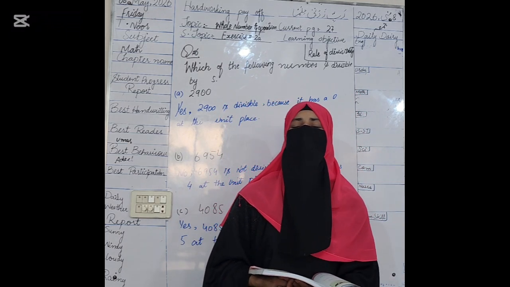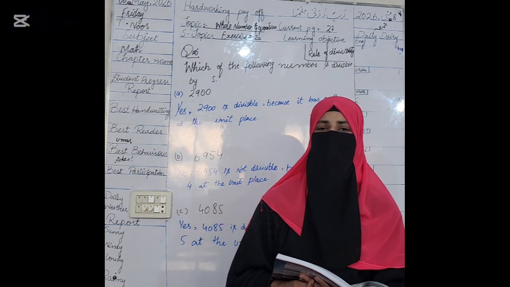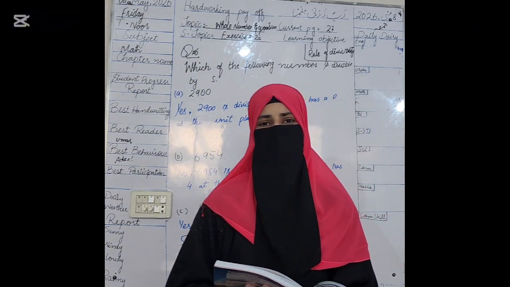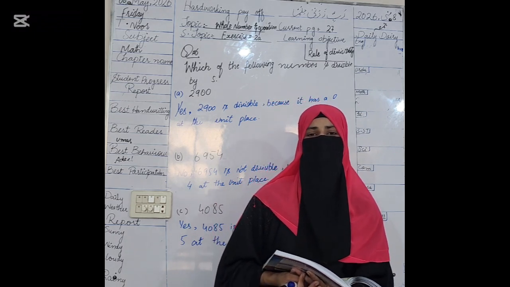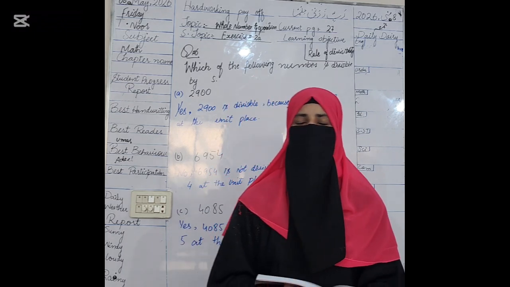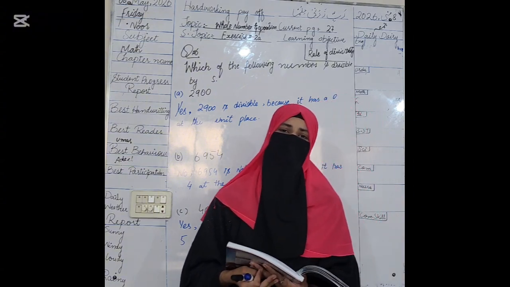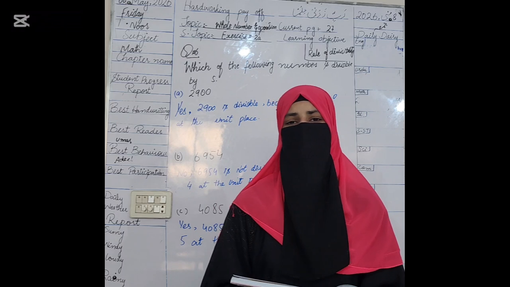But for the table of 3, you have to check whether the number is divisible or not. You have to take the sum of the digits of that number. If it is a multiple of the table of 3, it is divisible. If it is not a multiple of the table of 3, it is not divisible. So today we have to learn how to find whether a number is divisible by 5, yes or no.